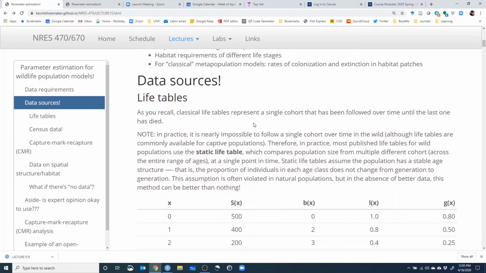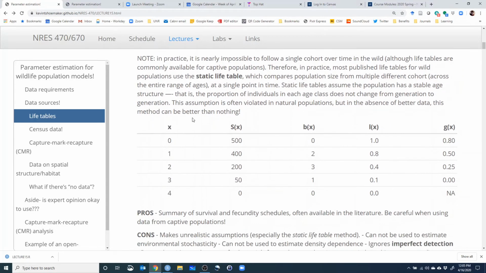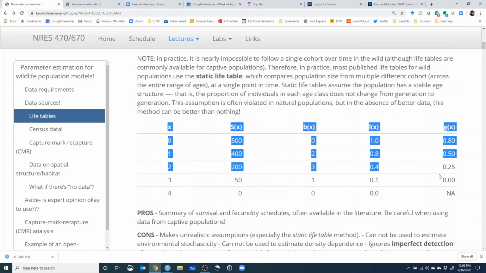When you see a life table that's published for a wild population, it's nearly impossible to follow a single cohort over time in the wild. So when you see a life table, it's actually not generally derived by following a single cohort through time. That's how we think about a life table, but it's not how the life table was constructed originally, if it's for a wild population, all right?